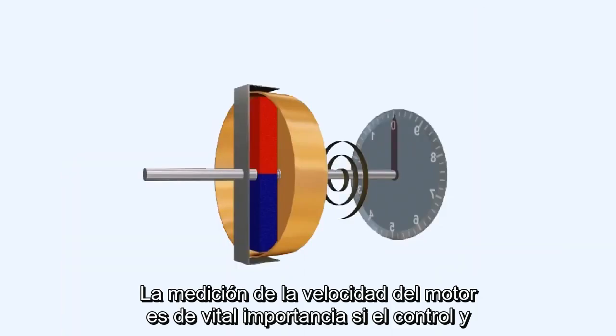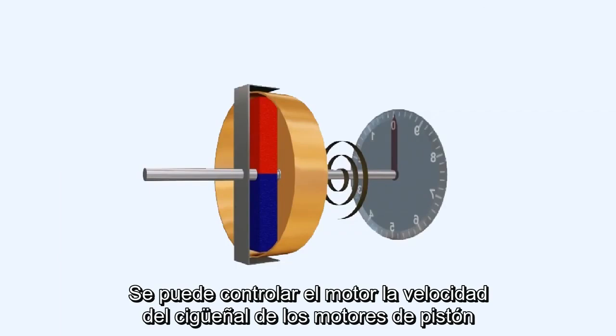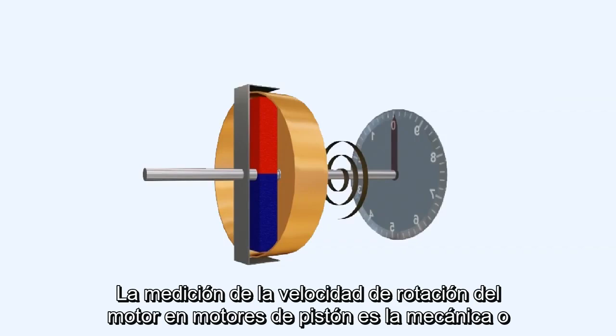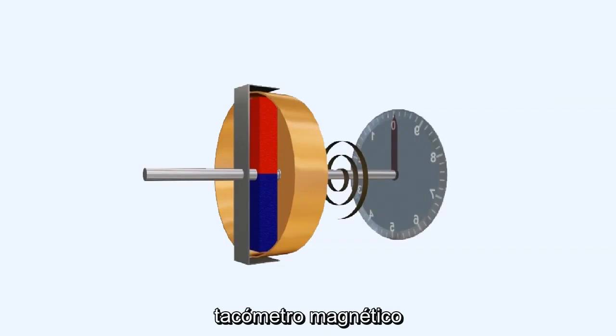The measurement of engine speed is of vital importance if accurate control and monitoring of the engine is to be achieved. The crankshaft speed of piston engines is measured. The RPM indicator is called a tachometer, a tacho. The usual method of measuring engine rotational speed on piston engines is the mechanical or magnetic tachometer.